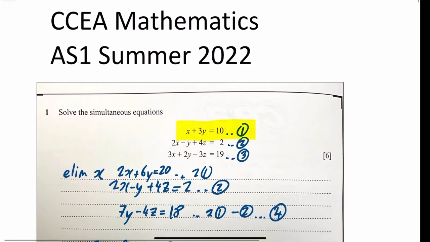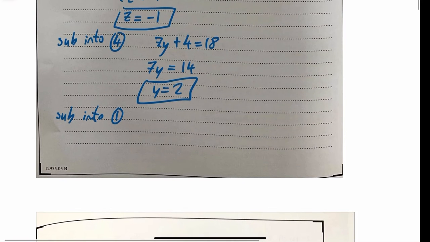So what was my equation 1? x plus 3y equals 10. So that's going to be x plus 3 times the 2 is equal to 10, which means x plus 6 is equal to 10, which means x is equal to 4.